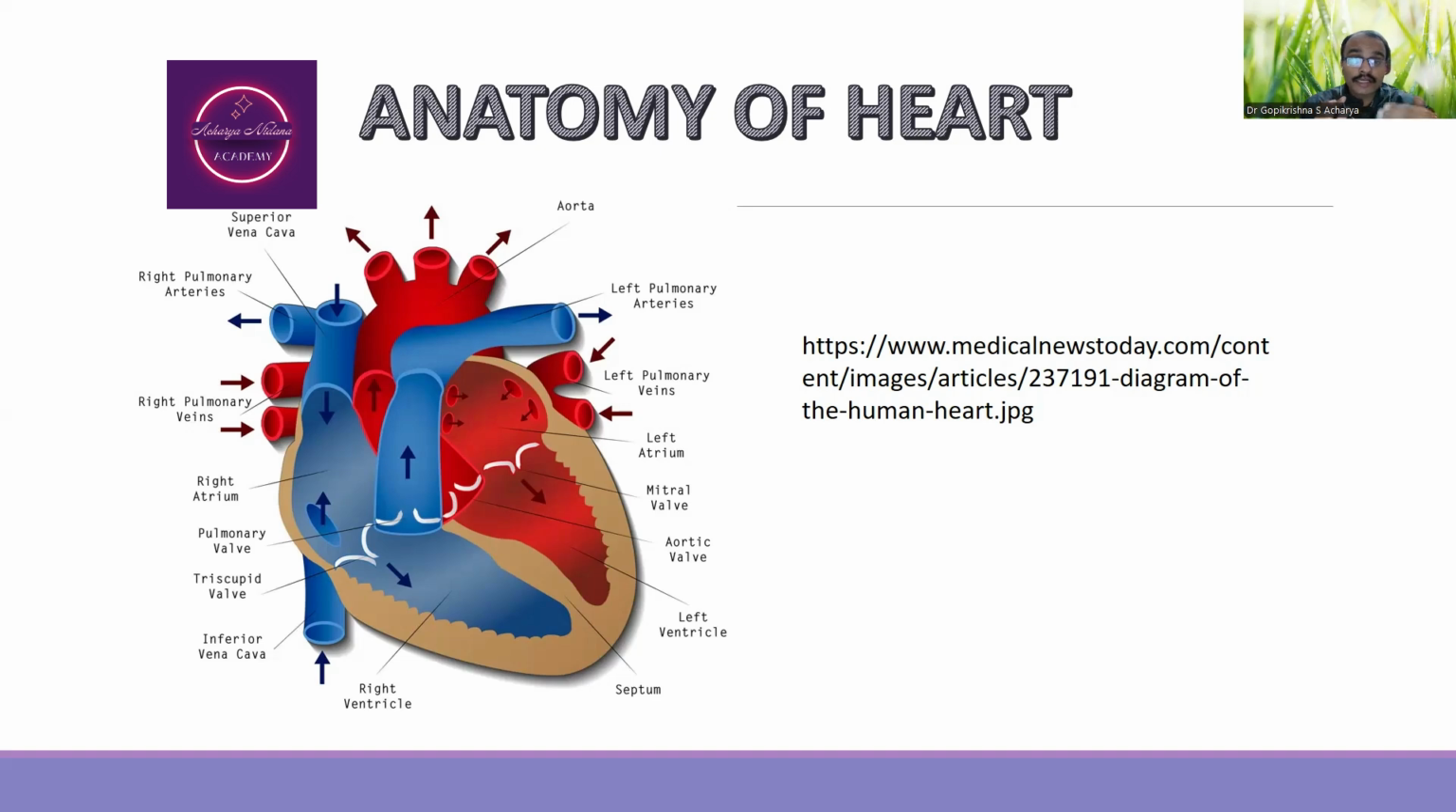From there it will be entering into the left atrium. From there it will be entering into the left ventricle. From there it will be moving into the aorta. From there it will be moving into different parts of the body. This is what we can say is the brief functional anatomy of the heart.